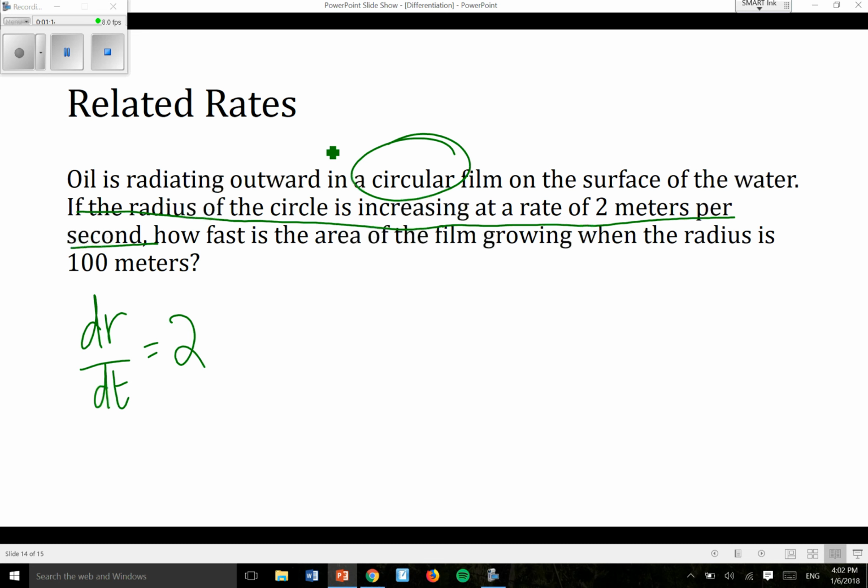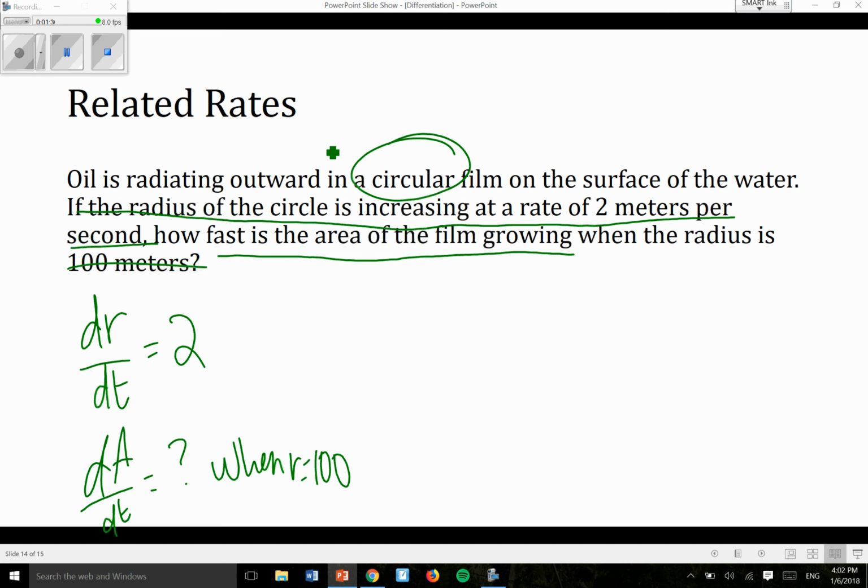I'm trying to figure out how fast the area of the film is growing. I'm trying to figure out dA/dt. And again, dA/dt is probably not going to be constant, which is why I'm given a time when r equals 100, when the radius equals 100. So this is sort of the rates that I'm given. I'm trying to figure out how they're related.